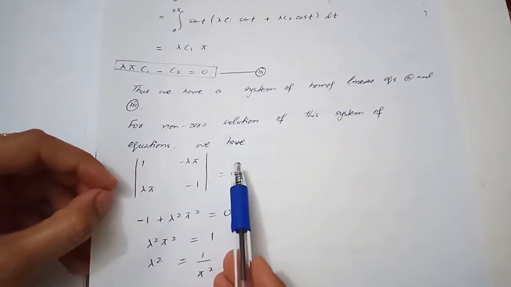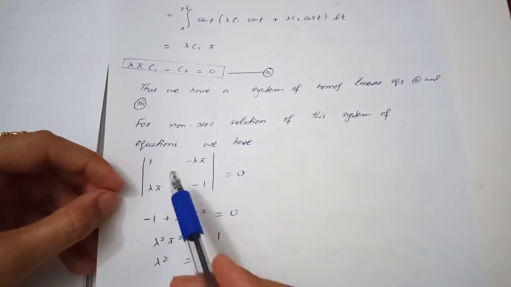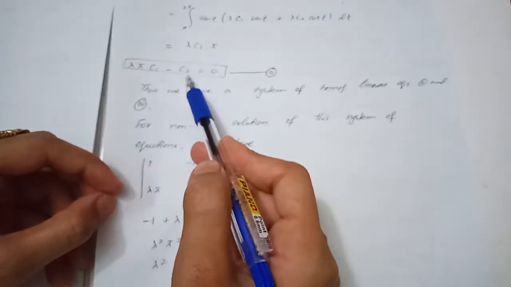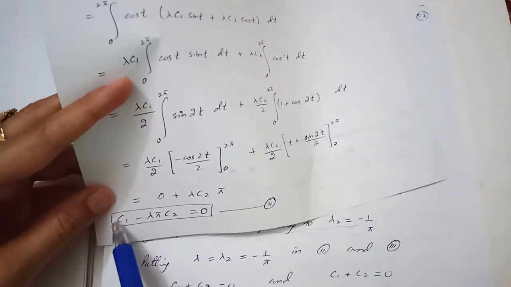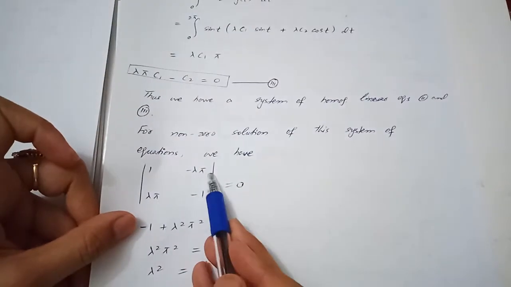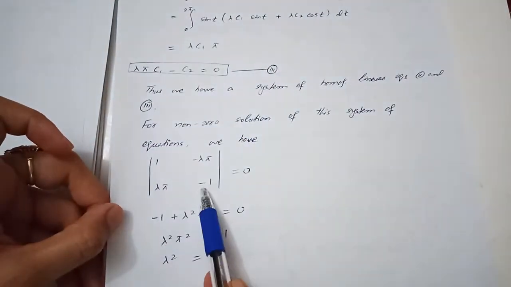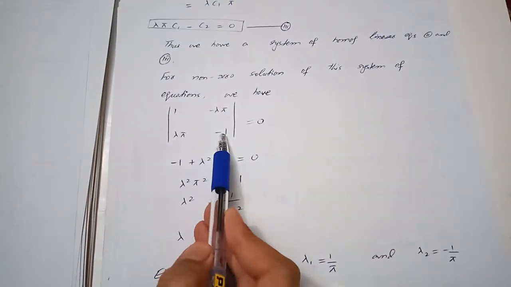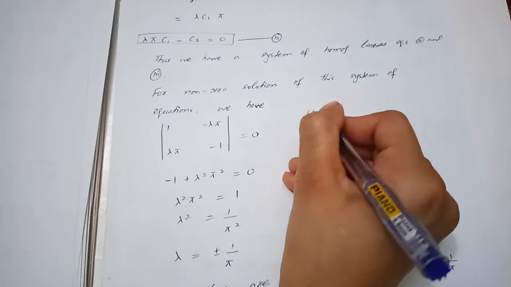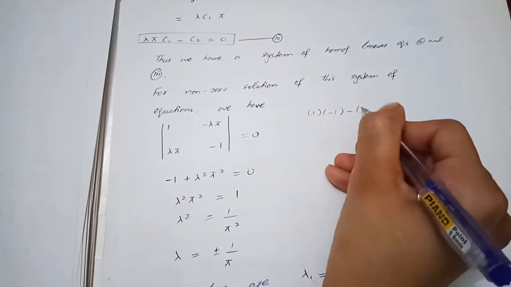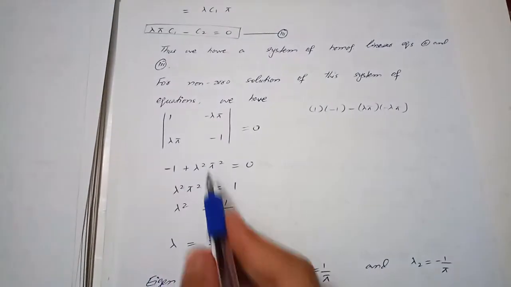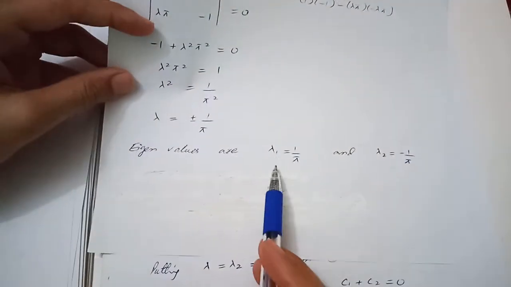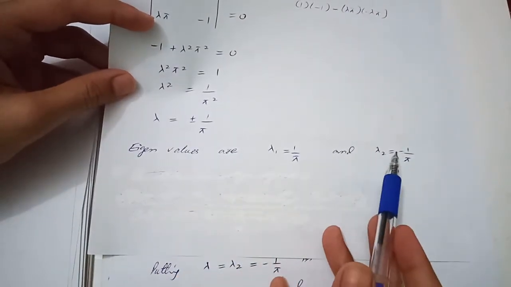So we have a system of homogeneous linear equations. For a non-zero or non-trivial solution, we take its determinant equal to 0. The first column holds the coefficients of c1 and the second column the coefficients of c2. So the first row is 1 and minus λπ, and the second row is λπ and minus 1. Opening the determinant, multiply 1 with minus 1, then minus λπ with λπ, and simplify. I got λ = ±1/π. So we have two eigenvalues: λ1 = 1/π and λ2 = −1/π.